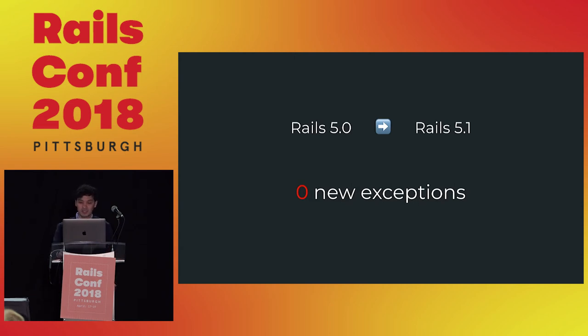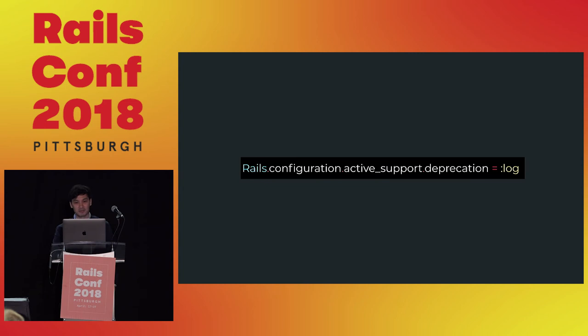If you want to reproduce this in your app, it's pretty simple. You just have to set this configuration to log. However, if you do that, be warned that you might clutter your log with deprecation warnings. In our case, I knew that some requests could literally trigger hundreds of the same deprecation, probably because of a code path that was getting hit multiple times inside a loop. So if you're worried about that, here's a very quick tip for you.